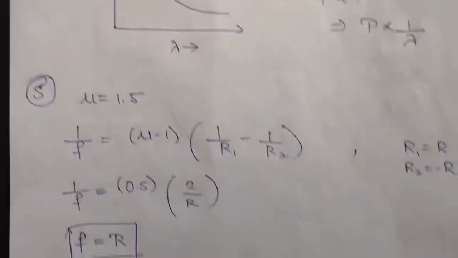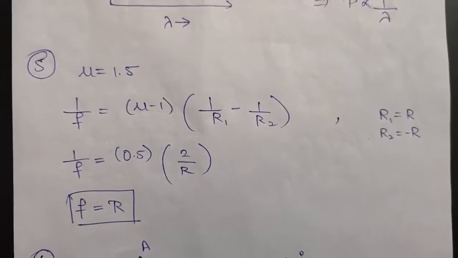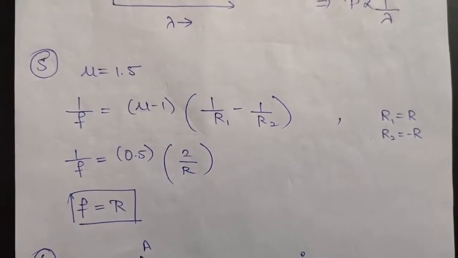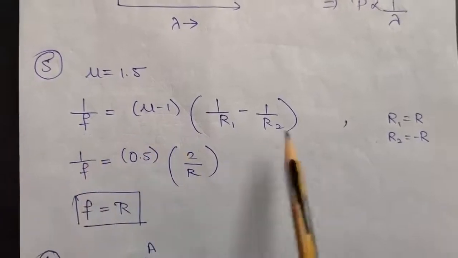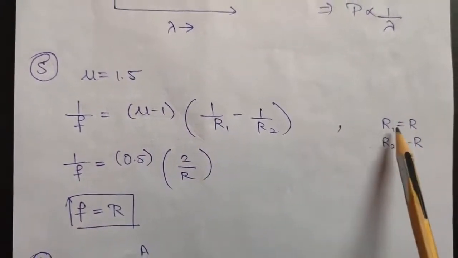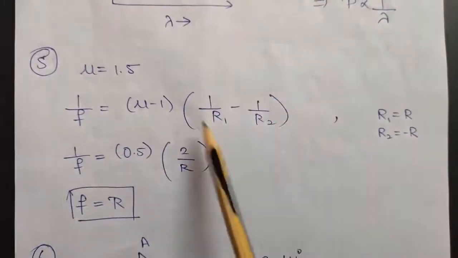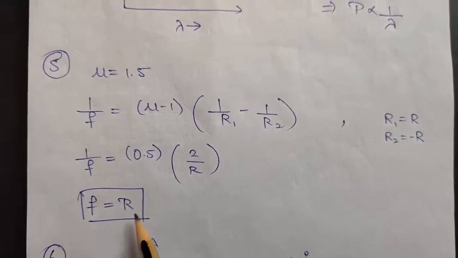In question number 5, you are given the refractive index and you are given an equiconvex lens and you are asked to calculate focal length in terms of your radius of curvature. So it is simple, you have to just use lens maker's formula. For an equiconvex lens, r1 will be, let's say, r and r2 will be minus r. So this will become 2 by r. So from here focal length will come equal to radius of curvature.